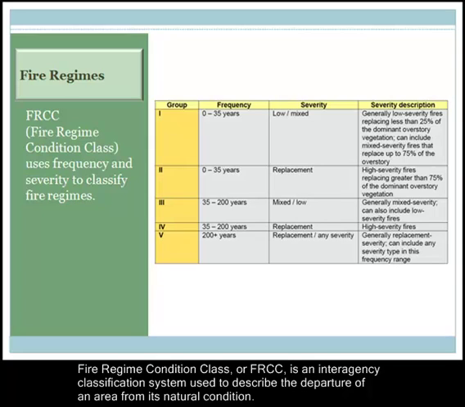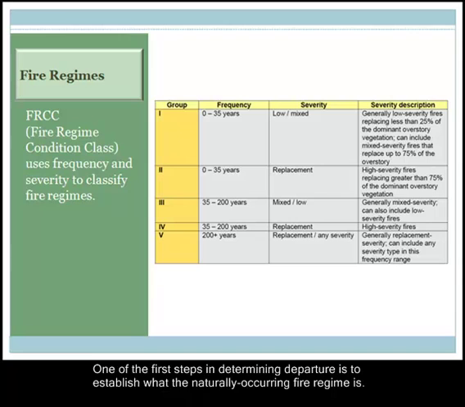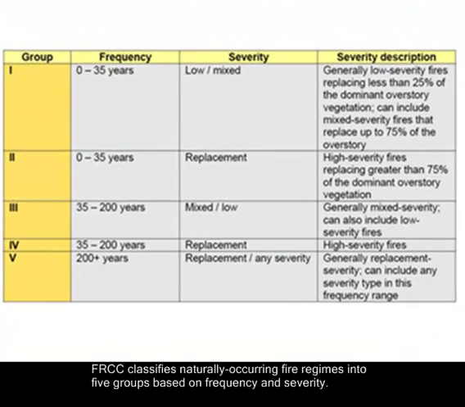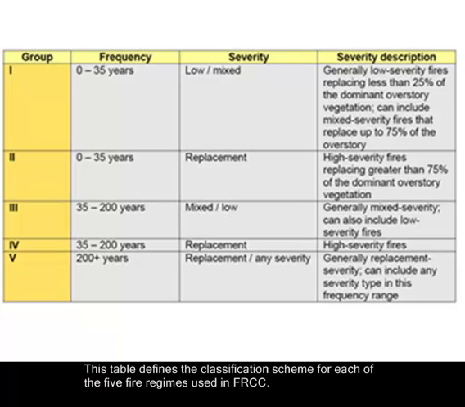Fire Regime Condition Class, or FRCC, is an interagency classification system used to describe the departure of an area from its natural condition. One of the first steps in determining departure is to establish what the naturally occurring fire regime is. FRCC classifies naturally occurring fire regimes into 5 groups based on frequency and severity. This table defines the classification scheme for each of the 5 fire regimes used in FRCC.